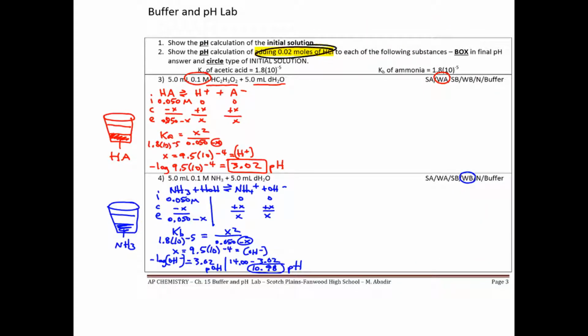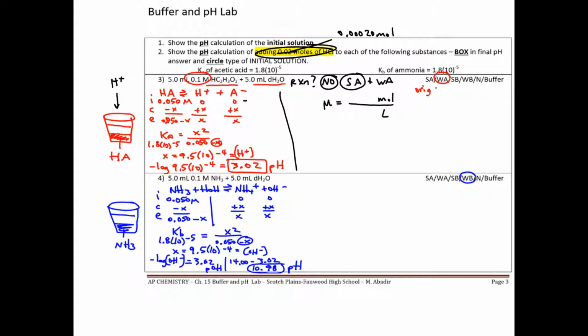On numbers 3 and 4, again we're adding 0.0002 moles of HCl to each of these. So we're going to add HCl into the weak acid. First question I have to ask, is there a reaction between a strong acid and a weak acid? The answer is no. So I just look back at what I have. I have a strong acid and a weak acid, so I only care about the strong. So that means I'm going to do molarity equals moles over liters. So I need to find my original moles of HCl. So it's going to be molarity was 0.1. So, not HCl, but acetic acid. The original was 0.1. The original volume I used of that was 0.005 liters. And so my original moles is 0.0005 moles.